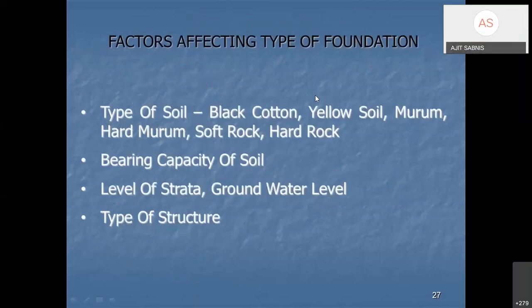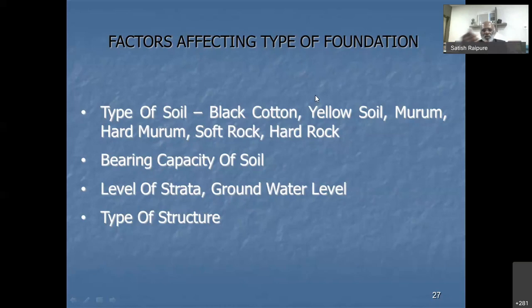Before going into that, we will see the different factors that will affect the type of foundation. The first one is the type of soil. If it is a very loose soil, and the structure is not that heavy, then we go for the open type of foundation. When the type of soil is black cotton, yellow soil, murum, hard murum, soft rock and hard rock, for each and every type of soil, we will have to recommend the different types of footings.